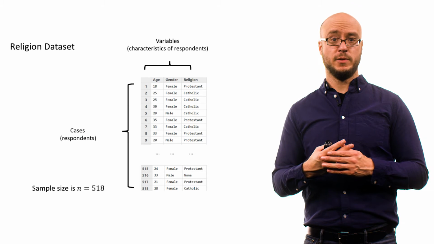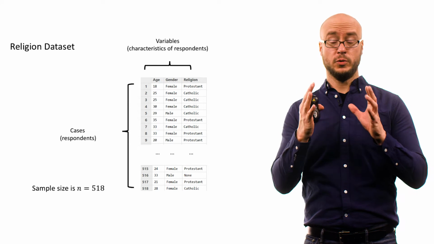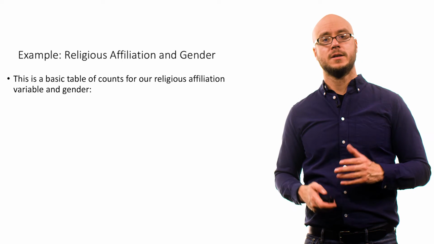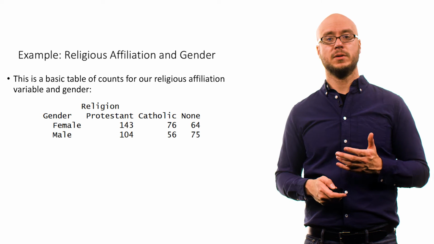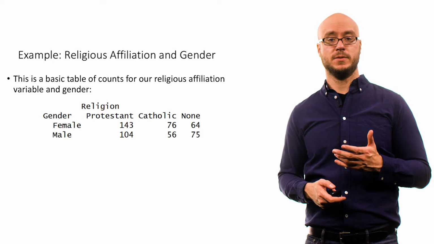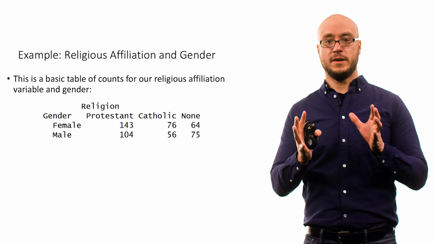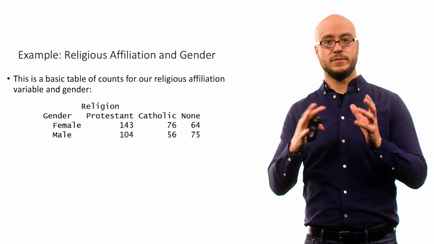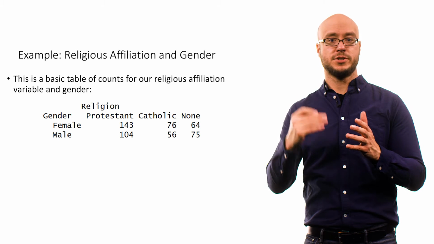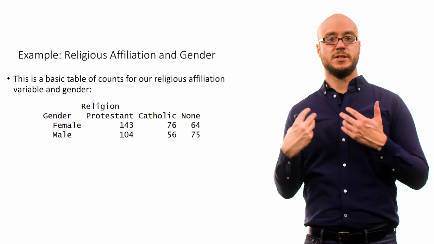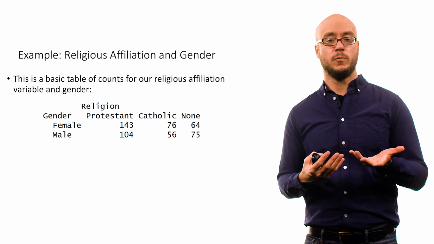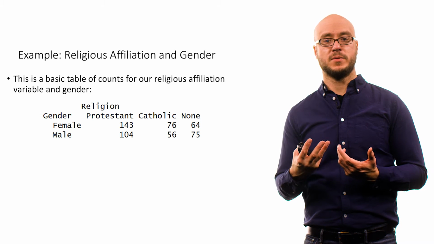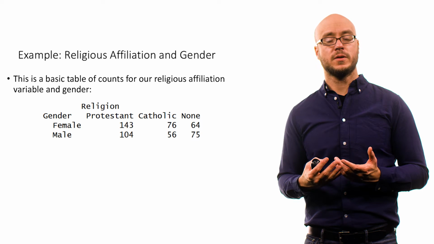So for the chi-squared two-way test for independence, you're working with two categorical variables, or two factors as they are sometimes called. Let's look at the basic table of counts. This is just a frequency table. A frequency table of counts gives us an idea of the overall joint distribution for religion and gender. You can see that there are 143 women who identify as Protestant, 104 men who identify as Protestant, and so on and so forth.